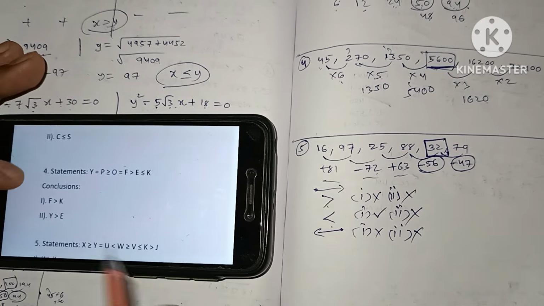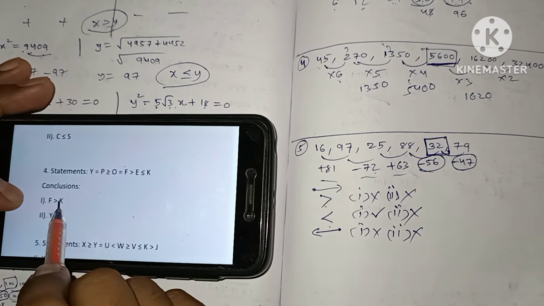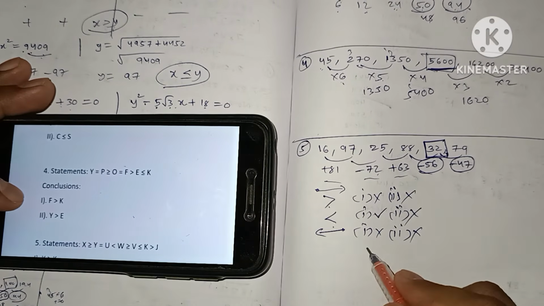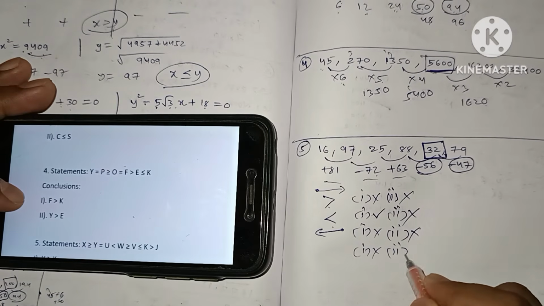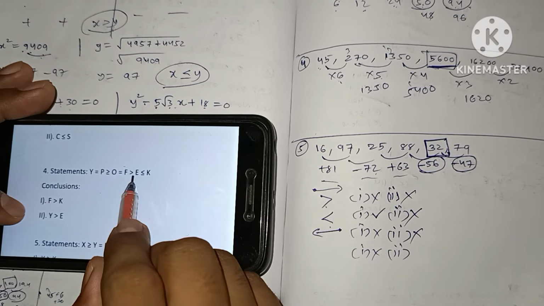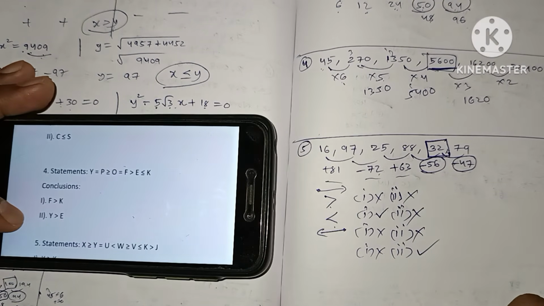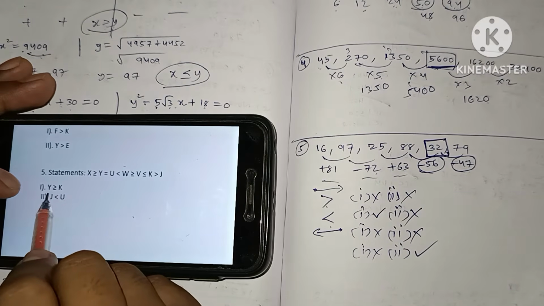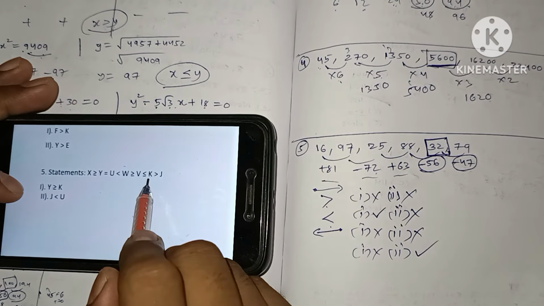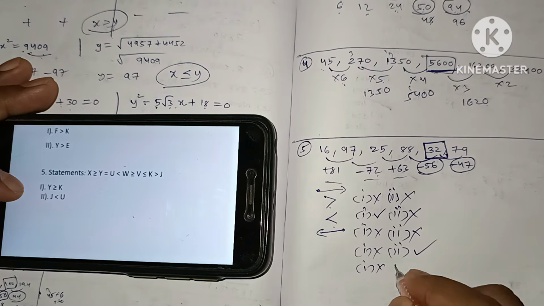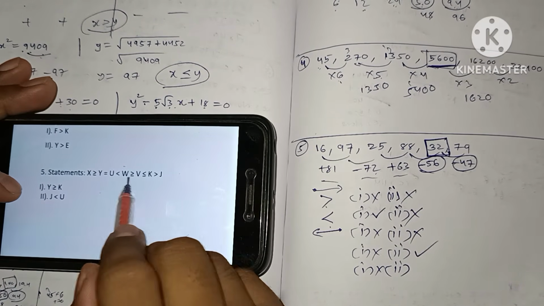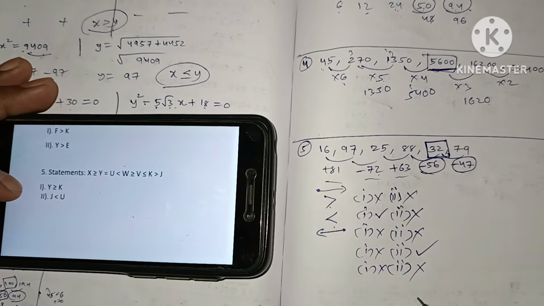Now we are going to see question number 4, the flow from F to K. From F we can reach to E but not able to reach to K, so first conclusion will be false. Second conclusion, the flow from Y to E. From Y we can reach to E is possible, so second conclusion is true. Fifth one, the flow from Y to K with everywhere equals to. From Y we can reach to U but cannot reach to K, so first conclusion will be false. Second conclusion, the flow from U to J. From U there is no flow to J, so second conclusion is also false.